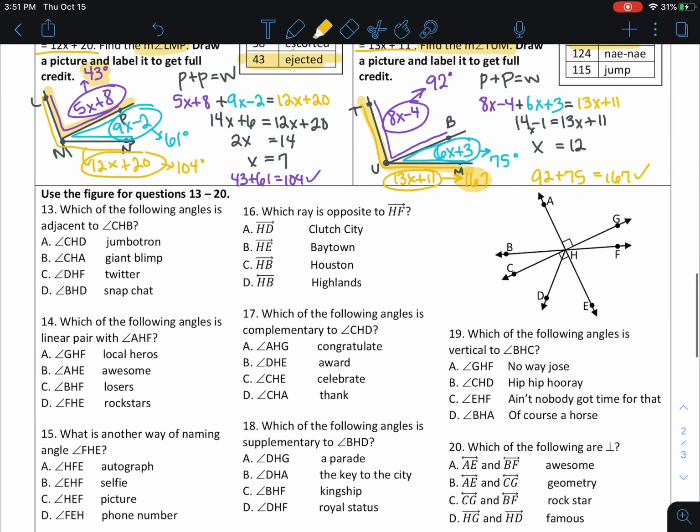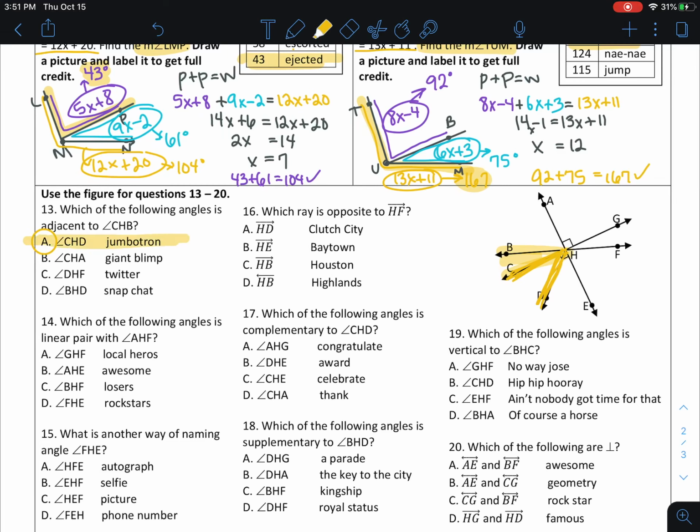All right, which of the following angles is adjacent to CHB? So here's C, here's H, here's B. So we're trying to find an angle that's adjacent to that guy. So let's see, the next option was CHD. So CHD is right here, and that is adjacent. It's right next to it. So that's our answer.